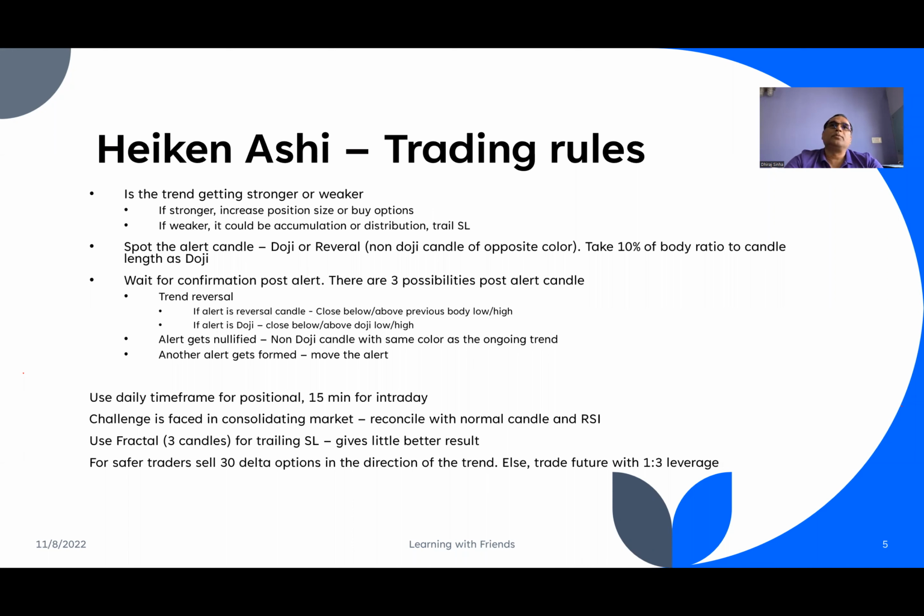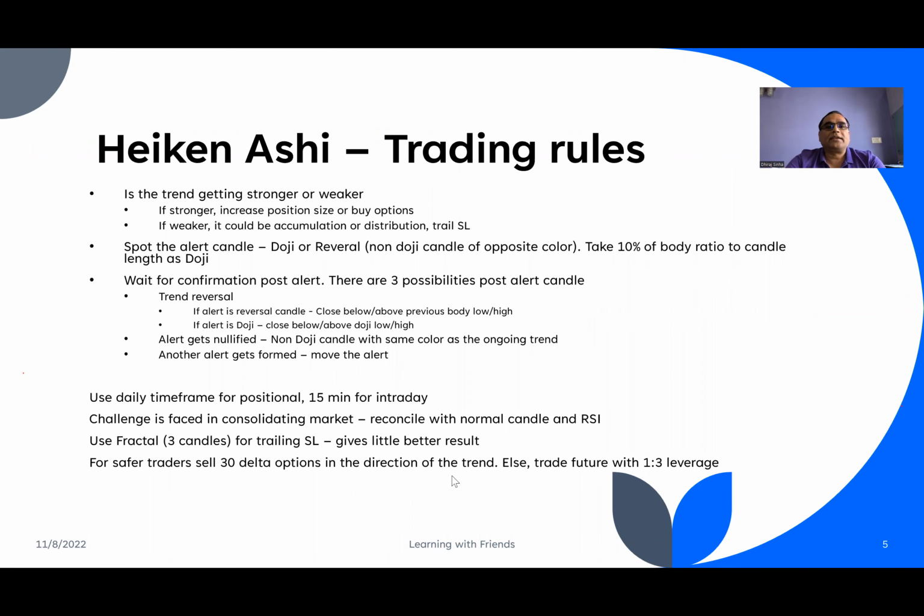If you prefer option selling, you can take a strike at 30 delta, or if it is intraday, I even do ATM. But if it is positional, I look at 30 delta or below, and you can do that. So it depends on your individual style.